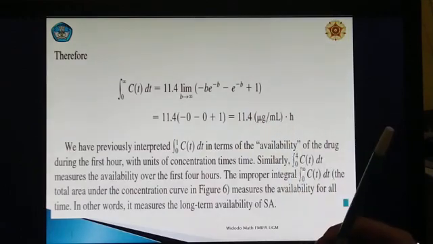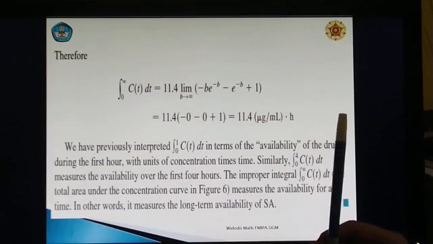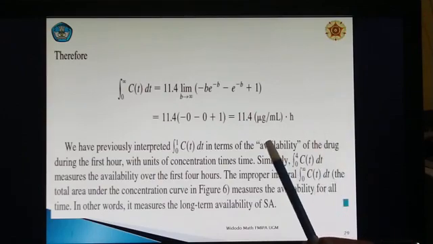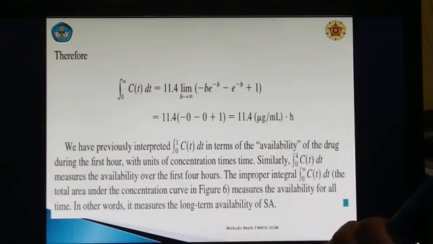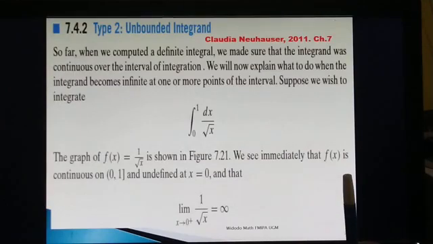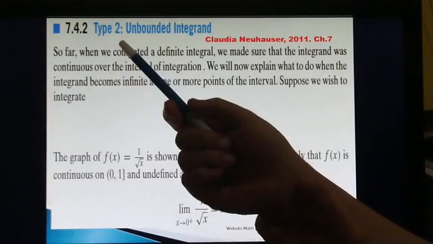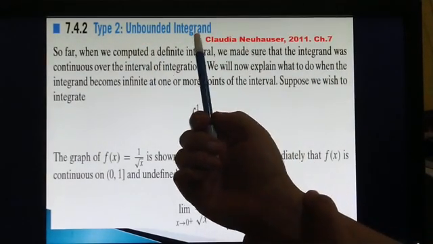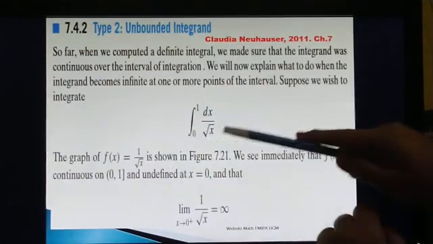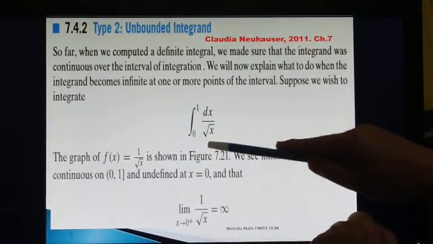So we can say that this example is only a simple application of the improper integral in pharmacokinetics. The second type is the unbounded integrand, I mean the improper integral with an unbounded integrand. What is the integrand? The integrand is the function.